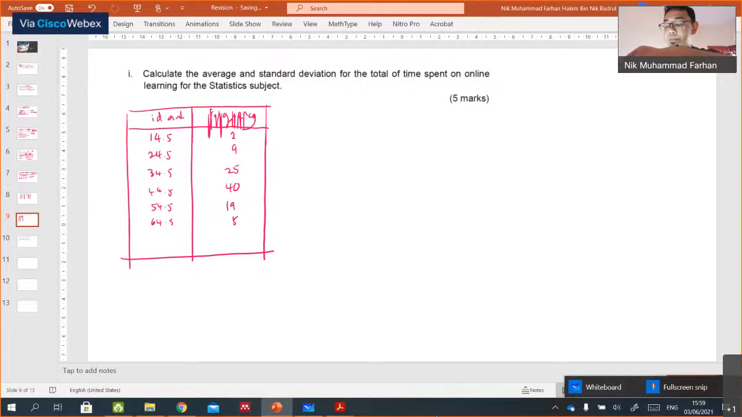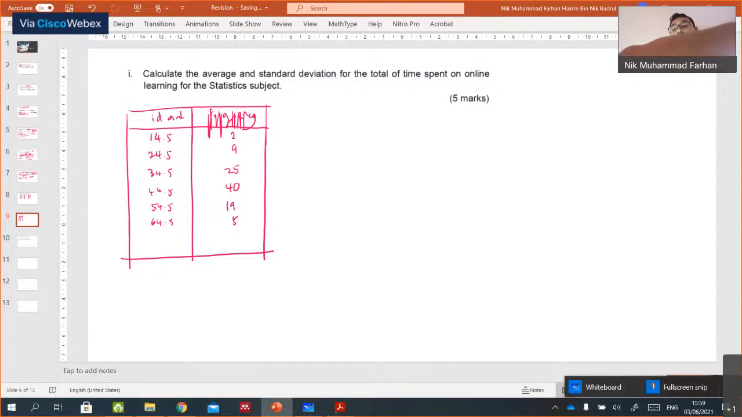Disebabkan dalam calculation for average, dekat bawah ni saya nak cari total. Sini total kita tahulah. Total yang ini adalah 100. Okay. Alright. So, this one midpoint kita darab dengan frekuensi.